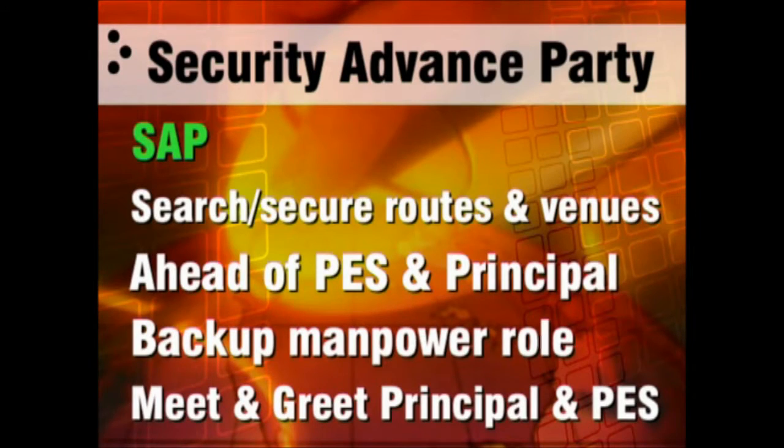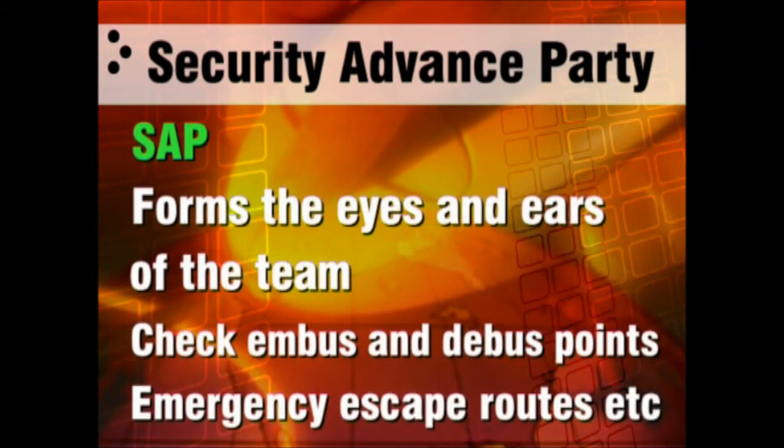The Security Advance Party, also known as the SAP, is responsible for securing the area ahead of the main party or group. They may search and conduct anti-surveillance drills. They form the eyes and ears of the team, checking E-bus and D-bus points, as well as securing emergency escape routes.